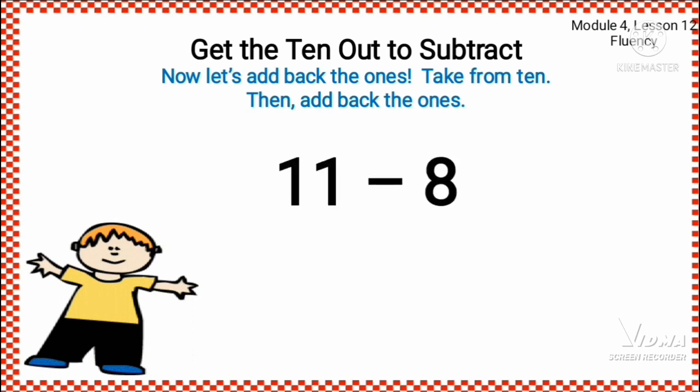11 minus 8, we said 10 minus 8 equals 2. 2 plus 1 equals 3. So 11 minus 8 equals 3. 10 minus 9 equals 1 plus 3, 4. So 13 minus 9 is 4. 15 minus 7, 10 minus 7 is 3, and 3 plus 5 is 8. So 15 minus 7 equals 8.